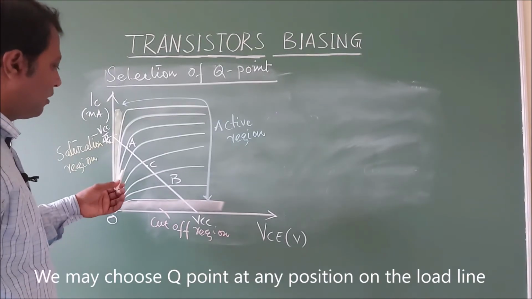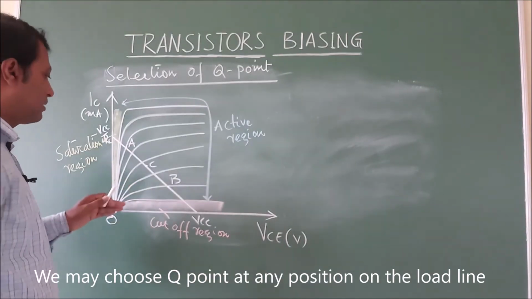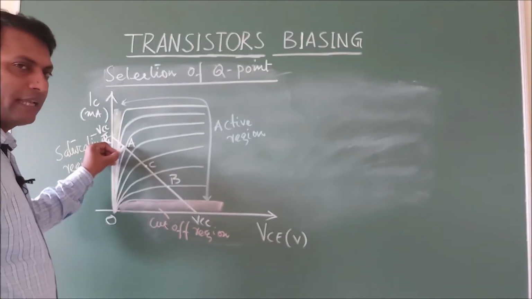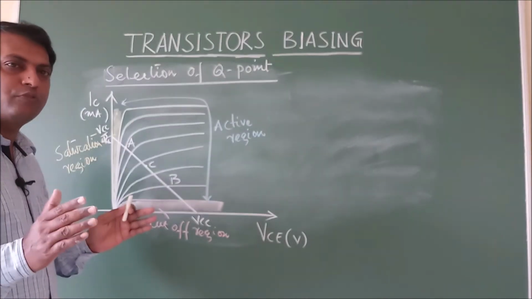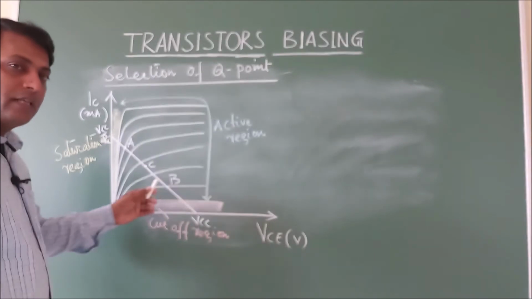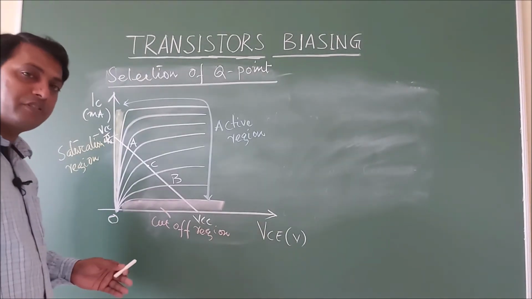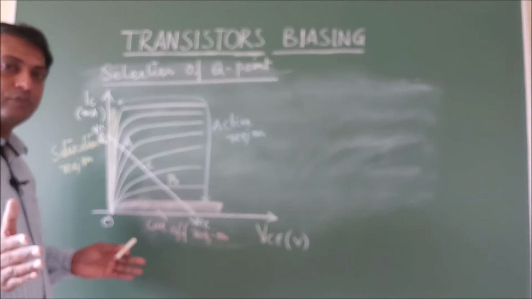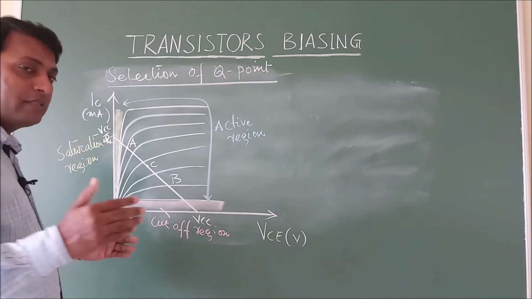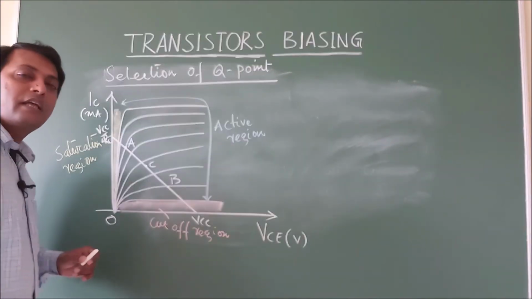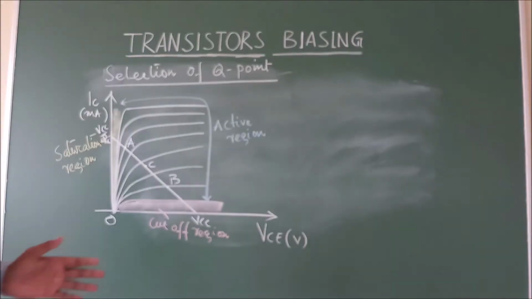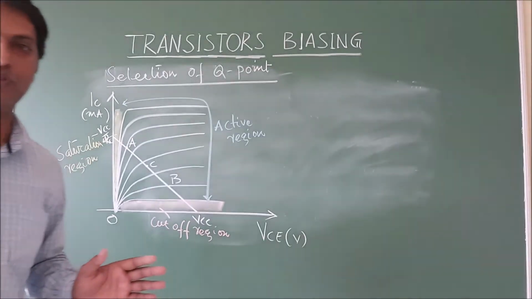We can take our load line at any point, but if we choose the Q point at point A, then some part of the output may be clipped off. If we choose point B, it is near the cutoff region, so some part of the output may not be obtained at the output side, meaning clipped off. If we choose point C, that is the middle of the active region, then we can obtain the whole output.